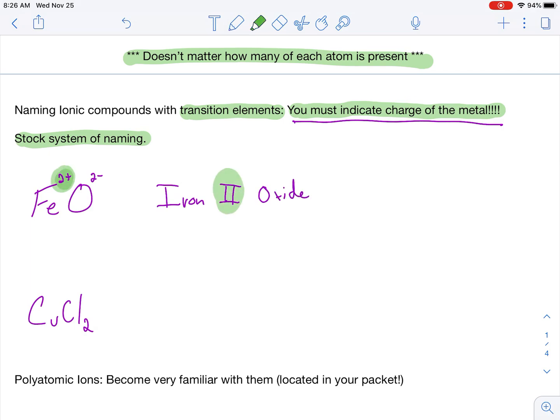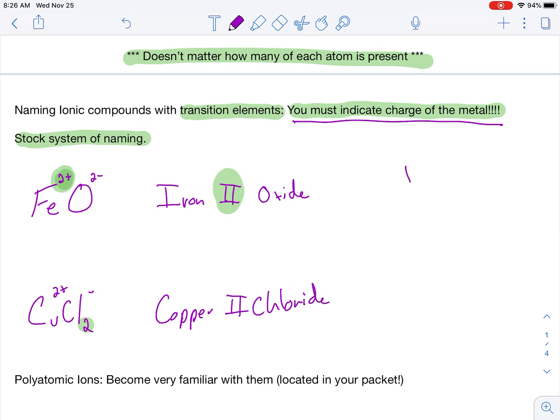Notice the 2 matches the charge for the iron. In this case, it also matches the charge for the oxygen. That's just a coincidence. Don't lean too heavily on that. Our next one, CuCl2. I know that chlorine's predicted charge is -1. There happen to be 2 of them. That's a total of 2 negative. That means this copper has to be 2 positive. I would name this copper 2 chloride.